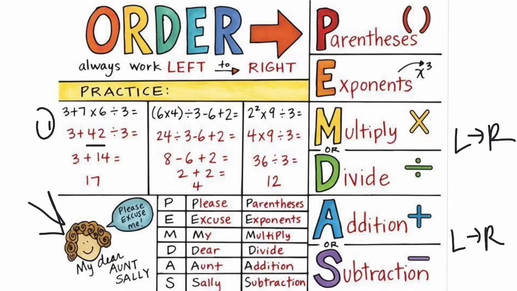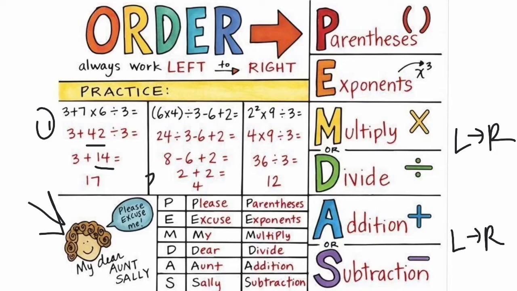So I rewrote my sentence. Then after I did all my multiplication, I would go next to divide. So I'd do 42 divided by 3, and I would get 14. Then I would go back to the beginning and do the addition. So then I would do 3 plus 14 and get 17.